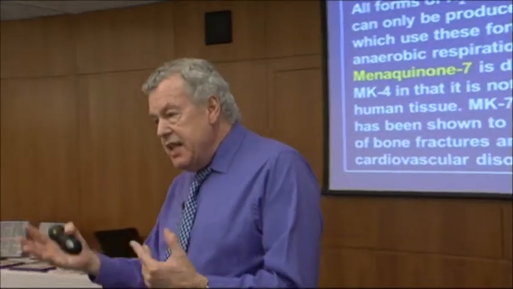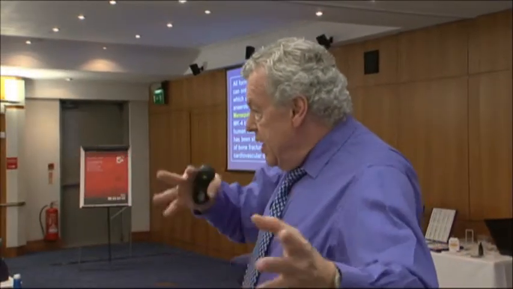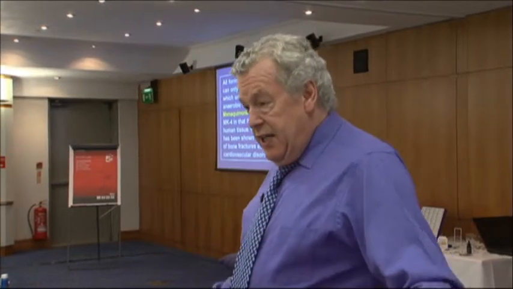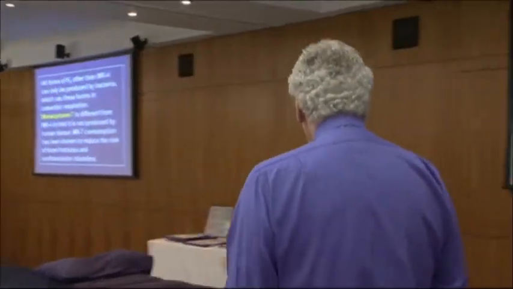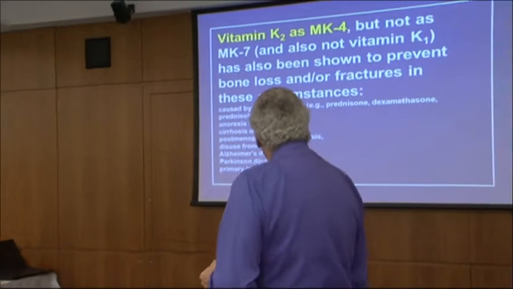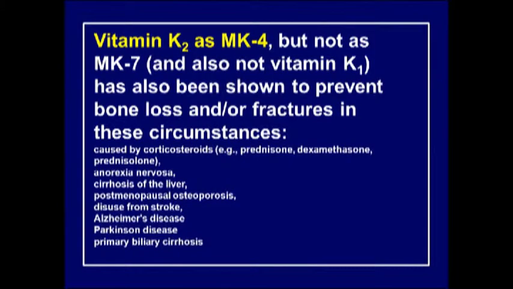MK4 and MK7 are a big family, and you can't convert one necessarily to the other. So getting a broad diet with good colonic bacteria and plenty of fermented goods is excellent to get both types that we need. MK4 but not MK7 has been shown to prevent bone loss. So both MK4 and 7 are important, and that loss may be caused by corticosteroids, anorexia, cirrhosis of the liver, menopause, disuse from stroke, Alzheimer's, Parkinson's, etc. So we may lose our bone density because of that and need extra K.